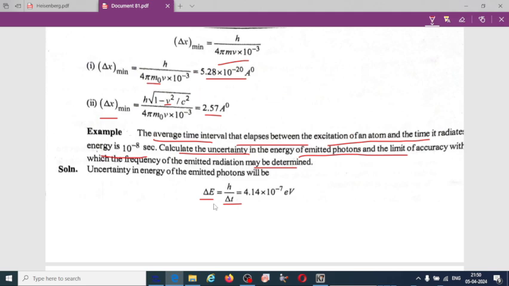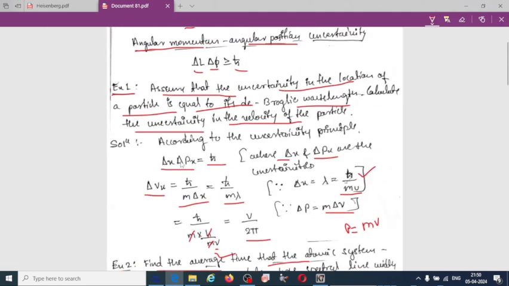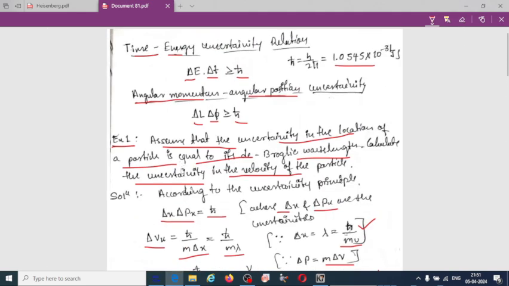So like this you should solve the problems related to uncertainty. Compulsory, one question.